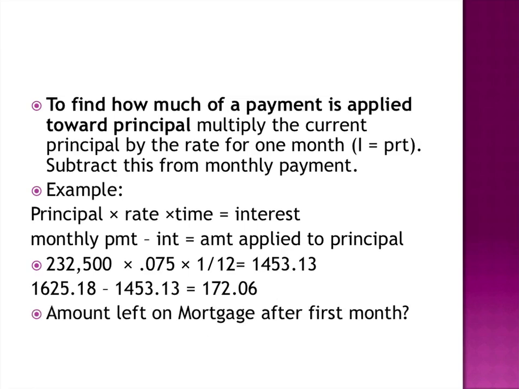Now, we can also find the amount that's left on your mortgage after your first month's payment. Okay, to do that, you're going to take the previous balance, which was $232,500, and then you only get to subtract not your entire payment, but the amount of principal that gets applied to your mortgage, so minus the 172.06. And so after 1 month's payment, you still owe $232,327.94, with 359 payments still to go.